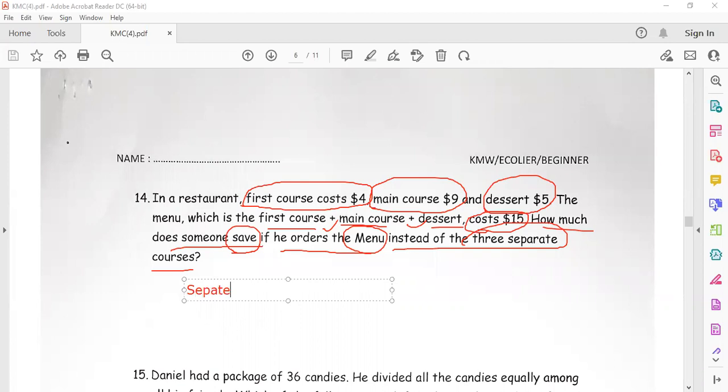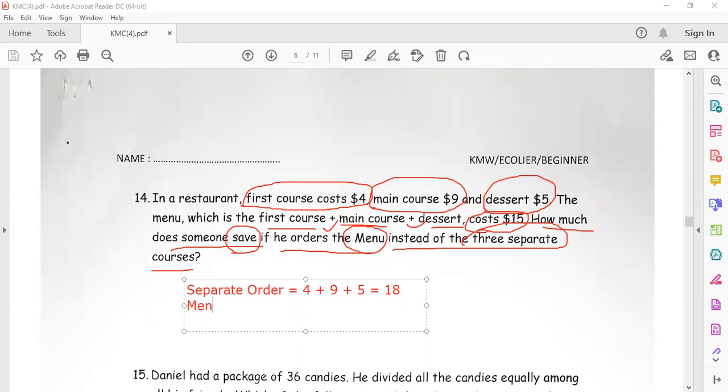Now, if someone walks in and makes separate orders, how much would it be? So you'll have to take 4 plus 9 plus 5. And you can write the answer here as well. 4 plus 9 plus 5 is how much? 18. 4 plus 5 is 9. 9 plus 5 is 14. 14 plus 4 is 18. So here you have $18 if you order separately.